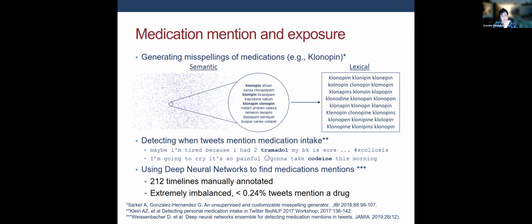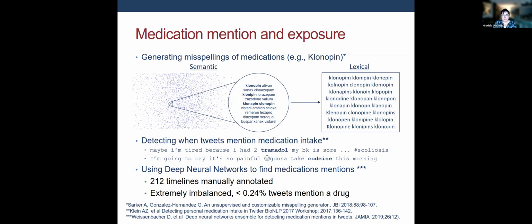So we discovered, obviously, that the data is extremely unbalanced. Only a very small fraction of tweets actually mention medications. It's about 0.24% of tweets. 0.24, no, it's not 2.4. It's not 24%. It's less than that. So we had a very big problem in this particular instance. You might wonder, why bother then?